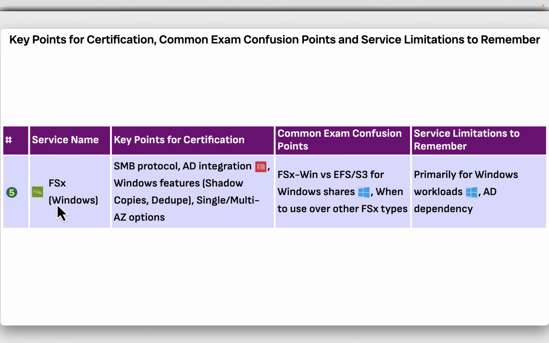So first we'll go over FSx for Windows. Key points are it supports the SMB protocol, AD integration, Windows features like shadow copies, deduplication, and single or multi-AZ options. Confusion can be over FSx for Windows versus EFS or S3 for Windows shares, and when to use it over other FSx types. Limitations: primarily for Windows workloads and AD dependency.